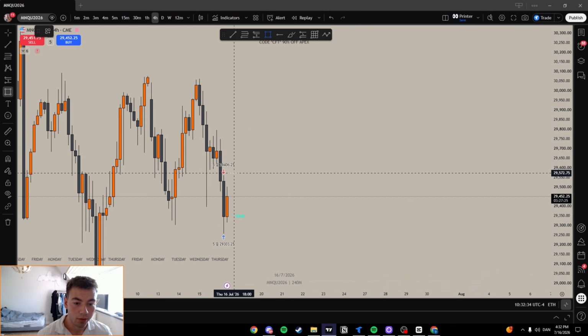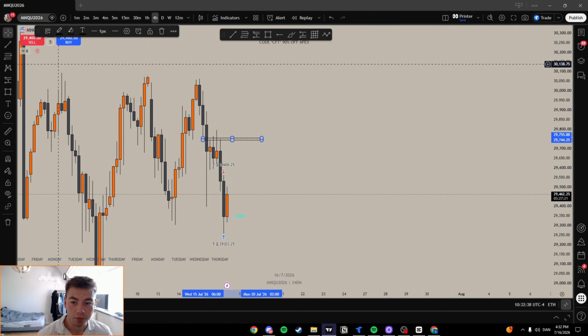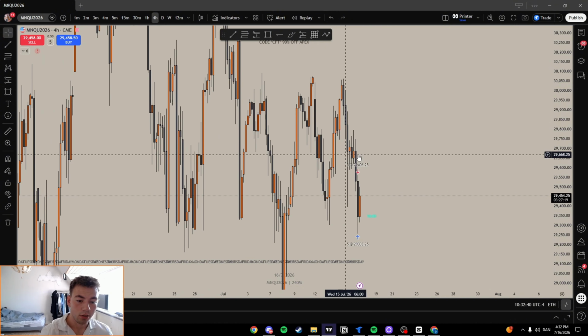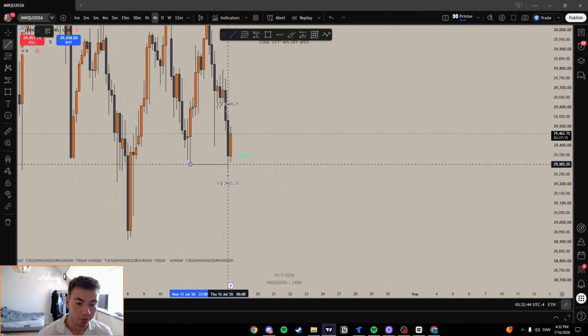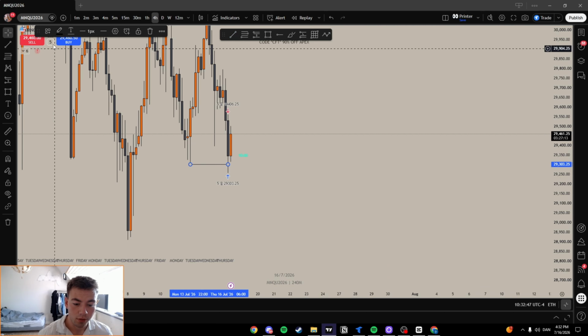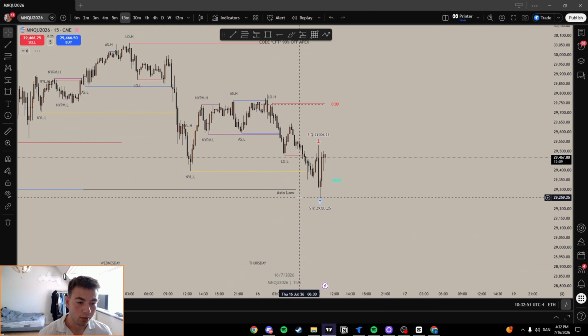We are respecting bullish PDAs such as this 4-hour Fairvalue gap right here, and it just looks like we are heading for some of these lows right here. This was an Asia low. Yeah, it's an Asia low right here.